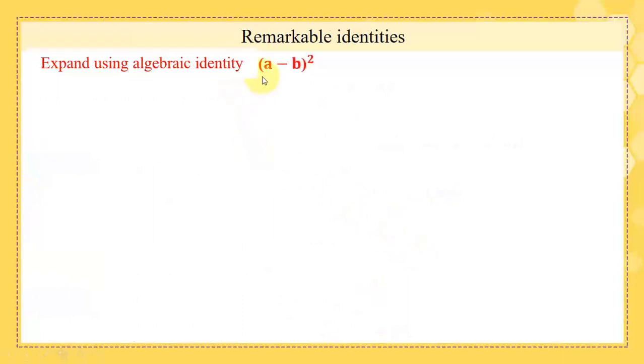Expand using remarkable identity a minus b squared. Activity. Let us expand a minus b squared. Pause the video and try to expand it by yourself.